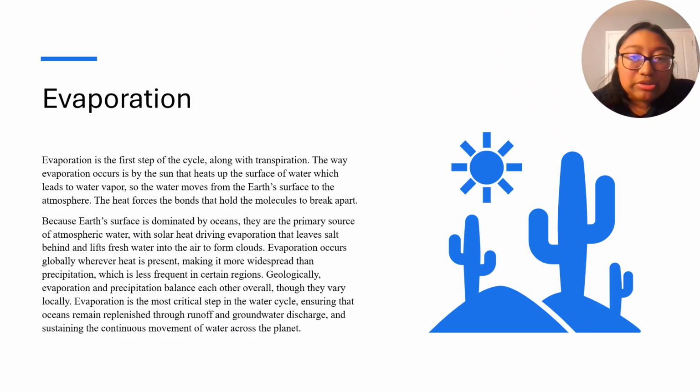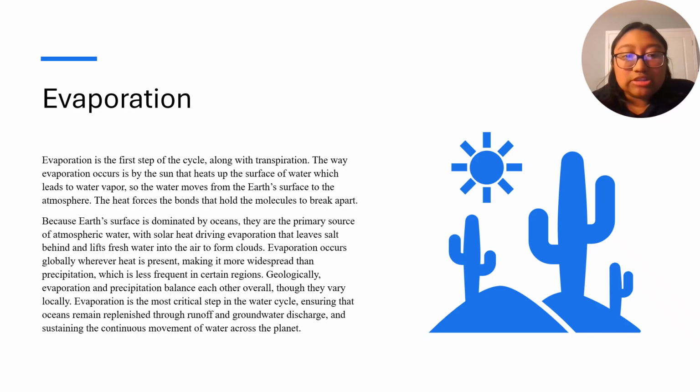Evaporation is the first step of the cycle along with transpiration. The way evaporation occurs is by the sun that heats up the surface of water, which leads to water vapor. So the water moves from the Earth's surface to the atmosphere. The heat forces the bonds that hold the molecules to break apart.